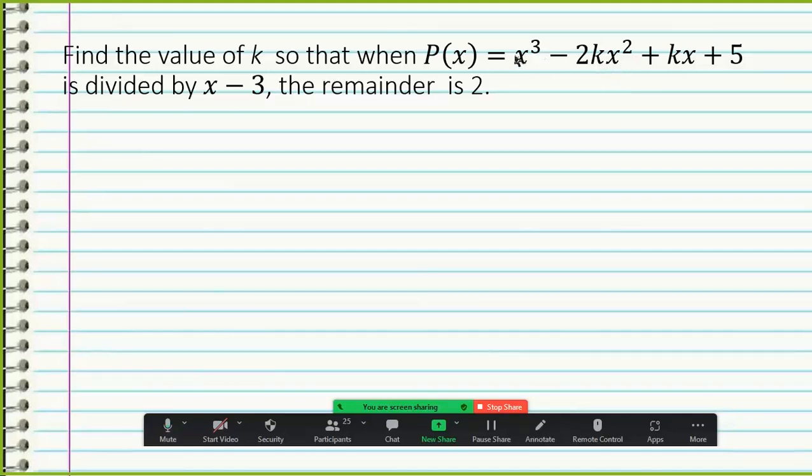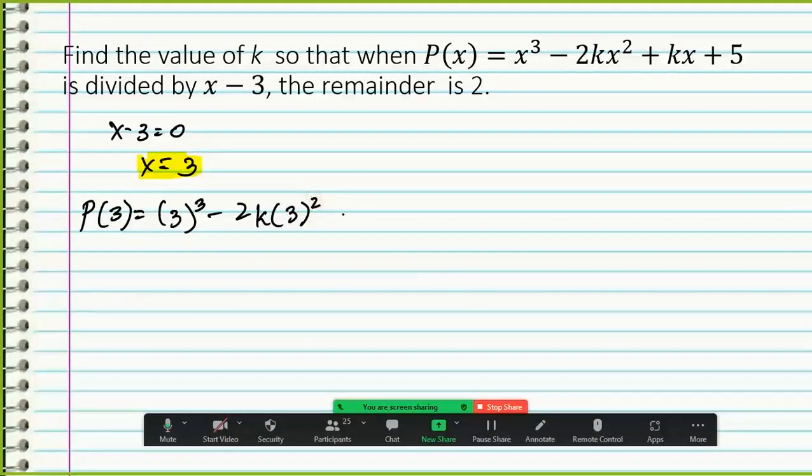Okay. So first, we have to inject this divisor. Okay, we have to inject that. So we have x minus 3 equals to 0. Then we have the value of divisor as x minus 3. So we have x equals 3. Then p of x, so we have p of 3. So inject natin siya. So we have 3 here, raised to the third power, minus 2k times 3 raised to the second power, plus 3k. So here, we inject the value of 3 at the variable x. So we have plus 5.